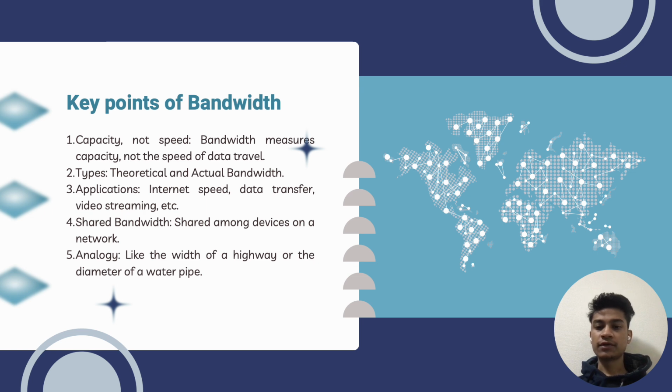There are two types of bandwidth: theoretical bandwidth and actual bandwidth, which is what we experience in real-world conditions. It has many applications, from determining internet speeds to enabling seamless video streaming. Lastly, in shared networks like Wi-Fi, bandwidth is divided among users, affecting performance during high usage.